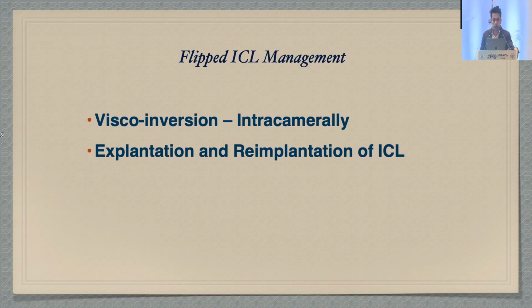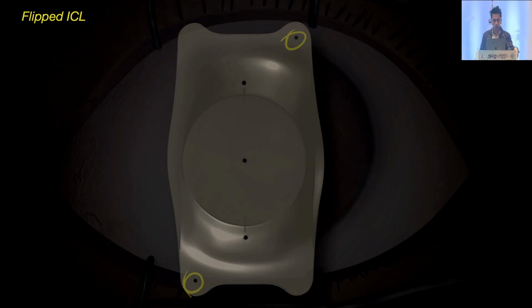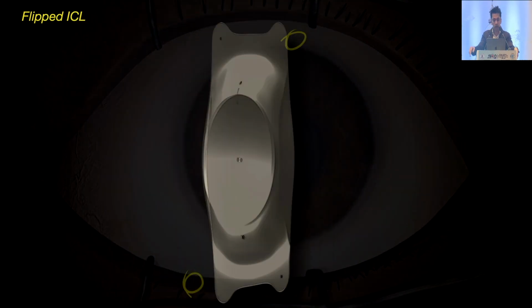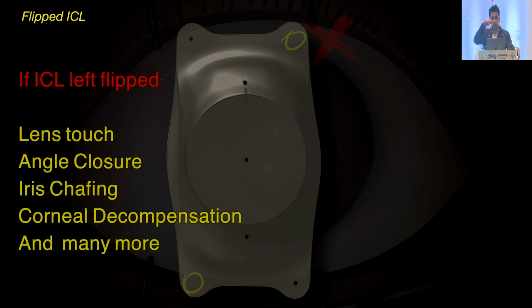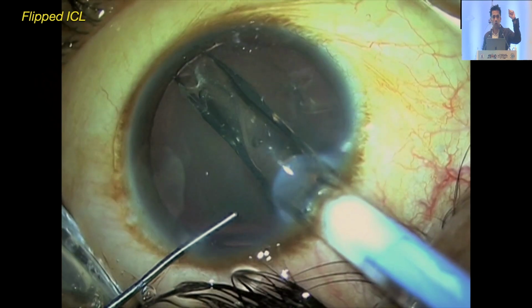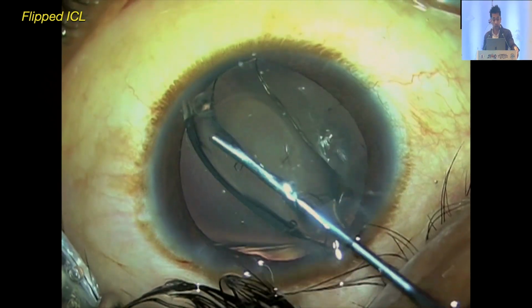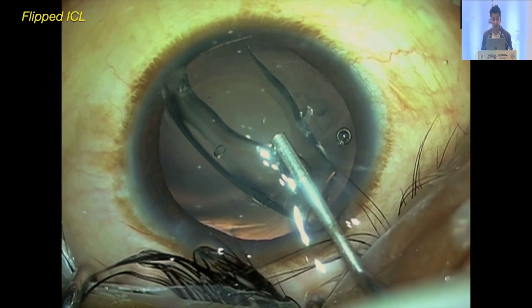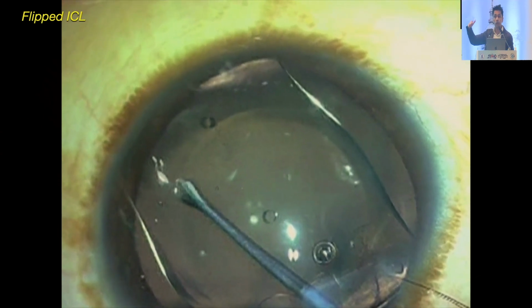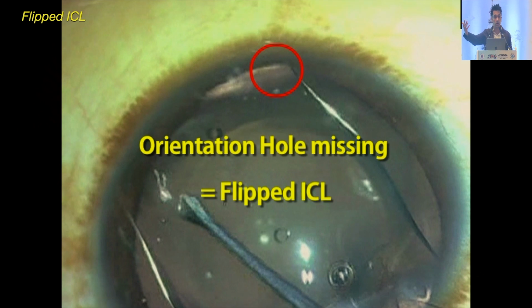If you have a flipped ICL, one technique that we talk about a lot, and I know it's a slightly cringy topic, is visco inversion. What happens in flipped ICL is you get a rotated one. It's not 360 degrees, it's a flipped one. So the orientation holes will not be in the bottom left, upper right, it will be in the exact opposite positions. This is a resident of ours who was actually intentionally flipping it without realizing the fact that he was doing this.